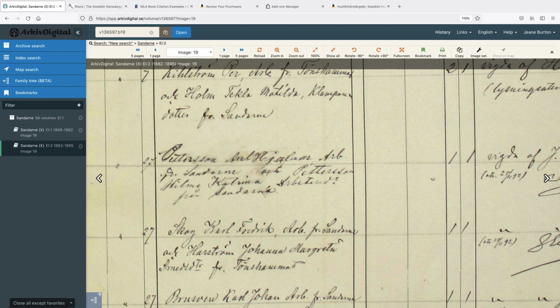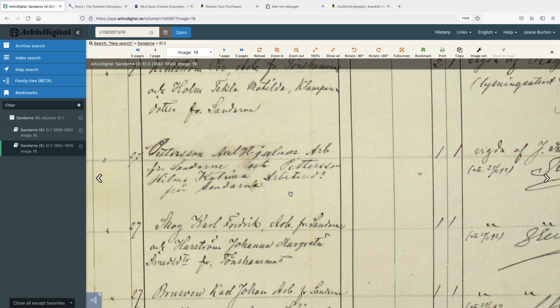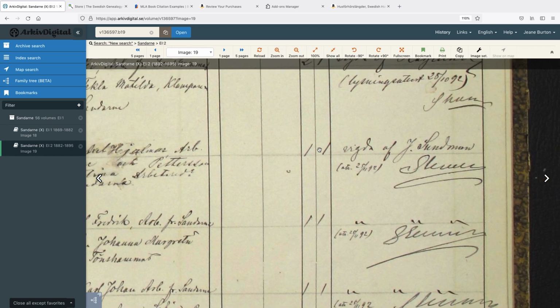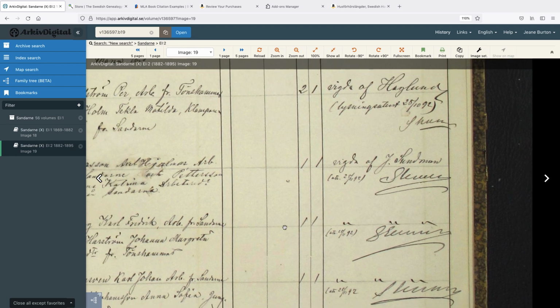So we have Axel Hilmar Peterson from Sandarna and Hilma Katrina Peterson, also from Sandarna, and here is the information written by the person who performed the marriage.